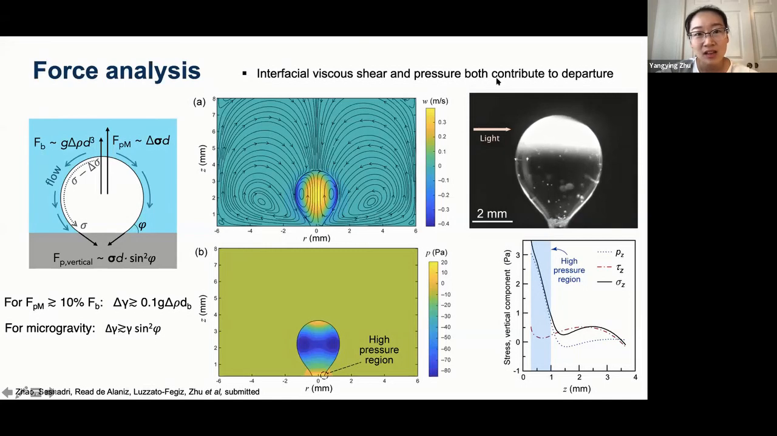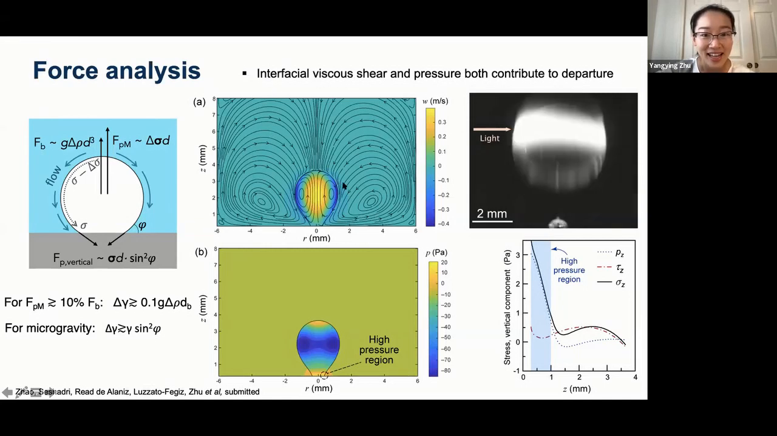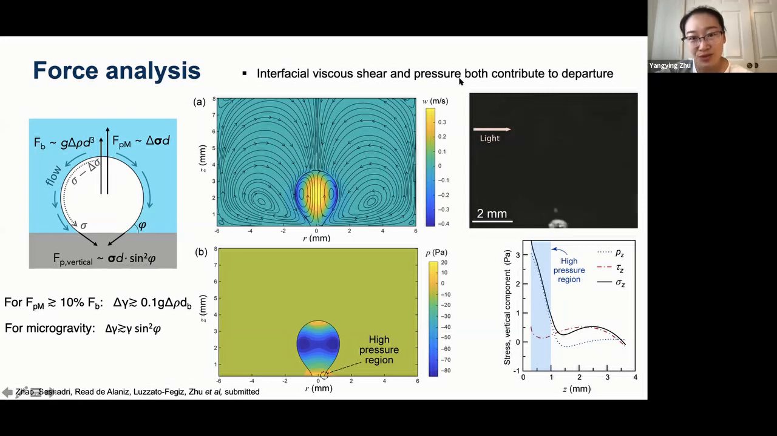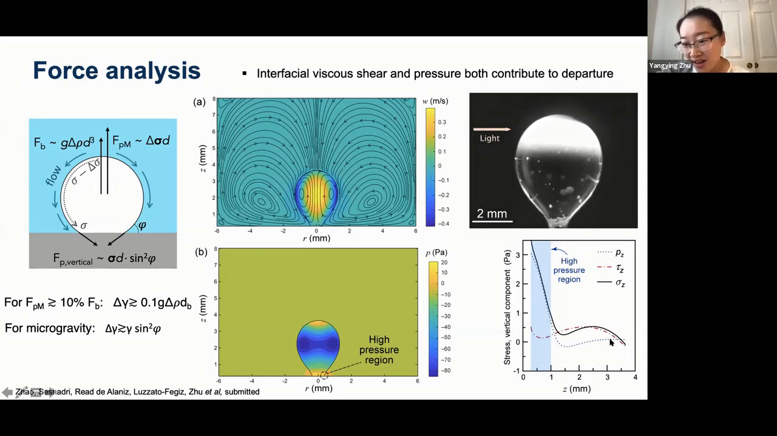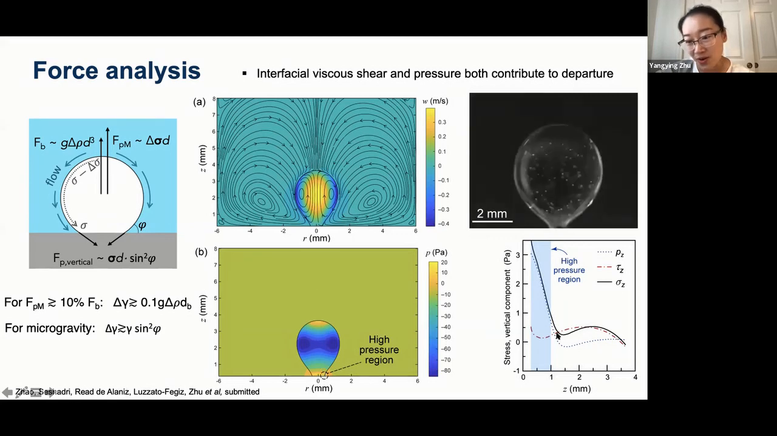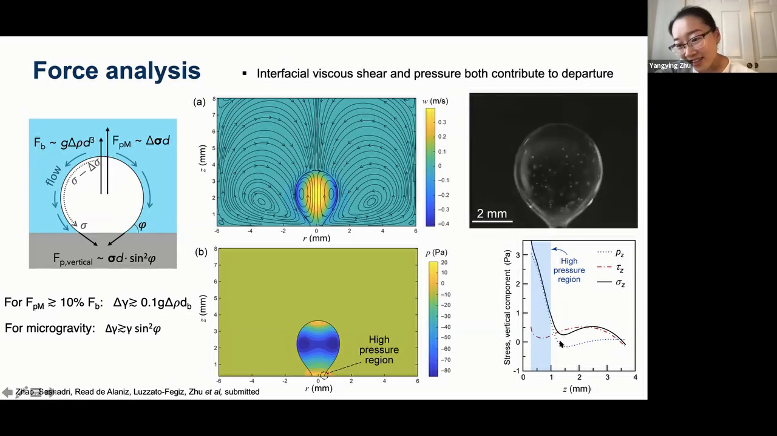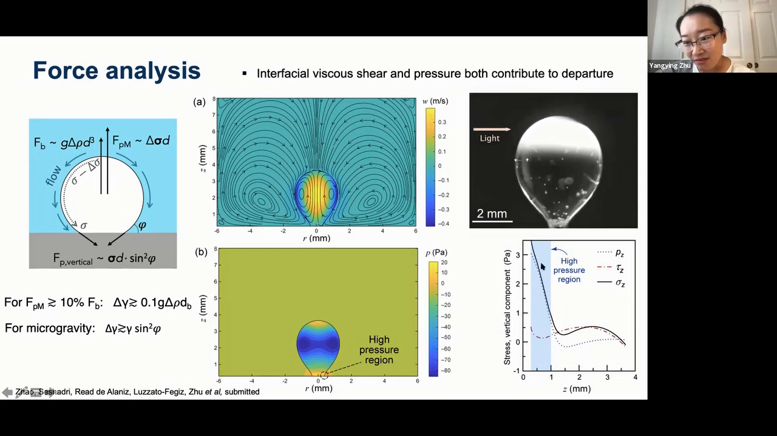Both the interfacial viscous shear, this interfacial flow, will have a shear force on the droplet. So both that viscous shear and the pressure contribute to the droplet departure. You can calculate the force as a function of the distance away from the base of the bubble. Here P_z is the pressure. The pressure is really high at the base of the bubble, but then it becomes negative at the center of the bubble. That region's pressure will pin the bubble on the surface, but again, this is a really small magnitude compared to the really high pressure on the base.